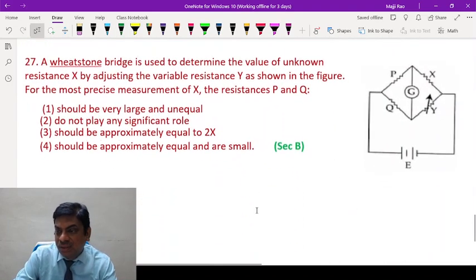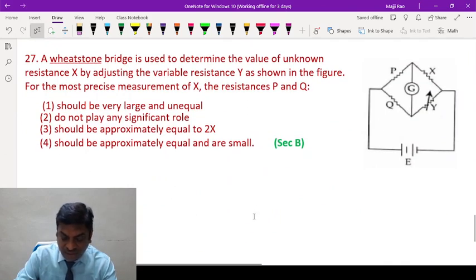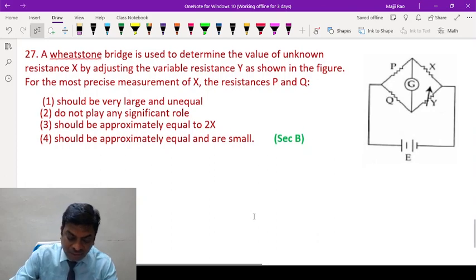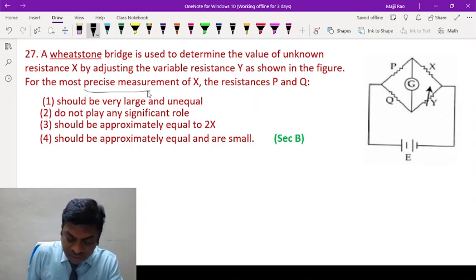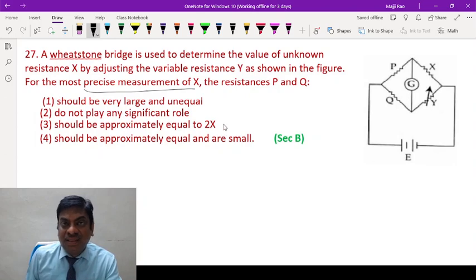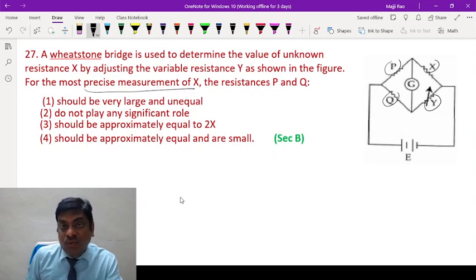Moving on to the next question. A Wheatstone bridge is used to determine the value of unknown resistance X by adjusting the variable resistance Y as shown, for the most precise measurement of X. Now student, this is something which is mathematically proved at the degree level. So for most precise measurement, that is, in order to have the highest degree of accuracy as well as to maintain high sensitivity of the instrument, all the four resistors should be approximately same. That is a first and foremost requirement. Only then the error will be reduced so that the precision will increase.